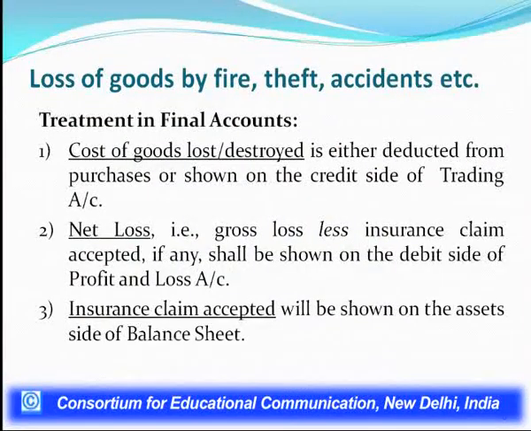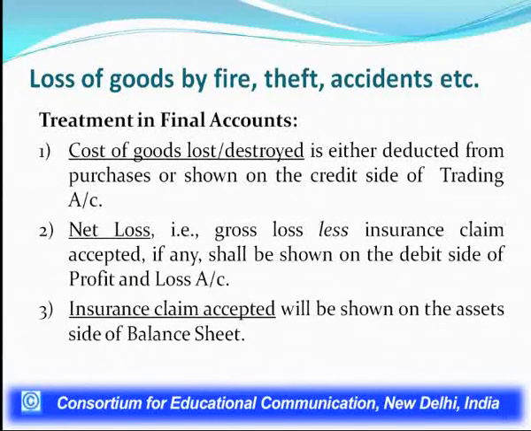After calculating the cost of goods lost or gross loss, insurance claim accepted and net loss, we could pass the entry: insurance claim account debit, profit and loss account debit, that is the net loss, to purchases account or trading account. And how will it show directly in the financial statements or final accounts? The cost of goods lost or destroyed, because these goods are not available, will be deducted from purchases, or it will be shown on the credit side of trading account, whatever the entry we have passed.